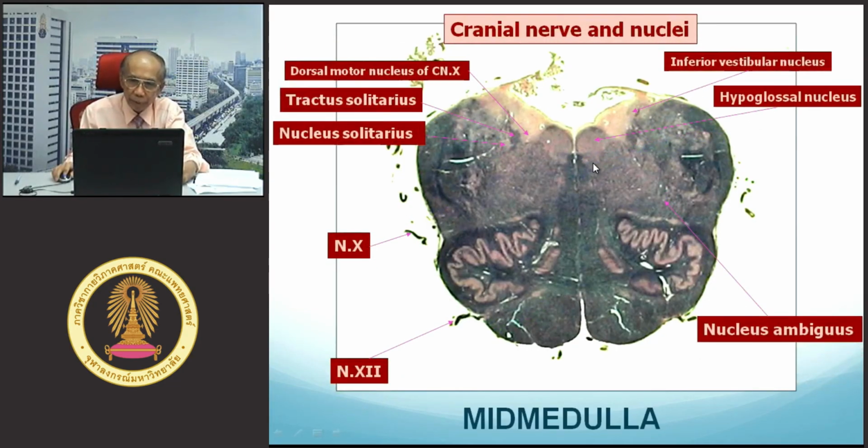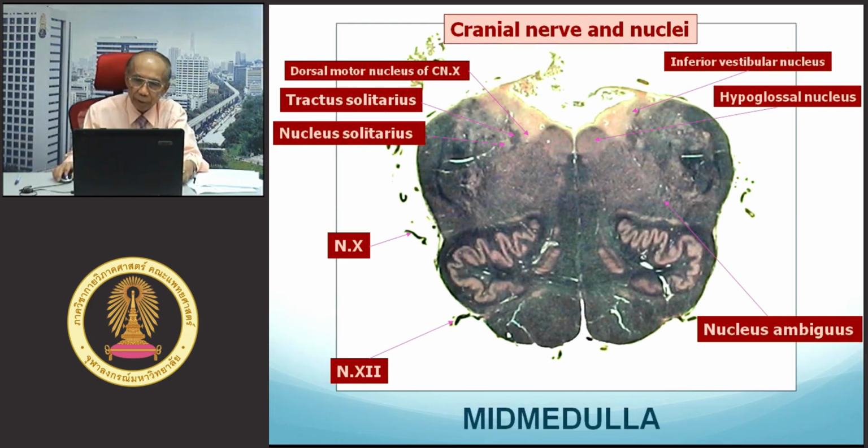The cranial nerve and nuclei, including inferior vestibular nucleus, nucleus ambiguus, which supplies muscle of pharynx and larynx, the dorsal motor nucleus of vagus nerve, which is autonomic in function, the tractus solitarius and its nucleus solitarius are concerned with gustatory sensation.